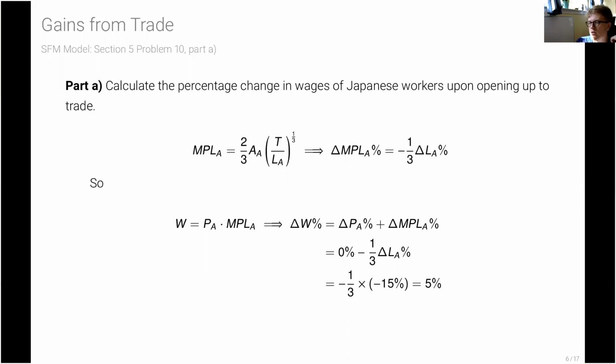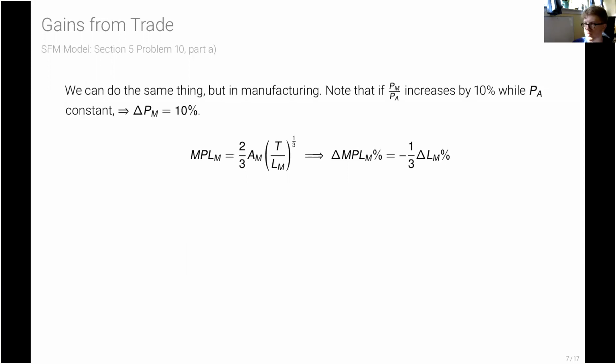And so then the percentage change in wages is only going to depend on the percentage change of the marginal productivity of labor in agriculture. And so that's going to be given by -1/3 times whatever the percentage change in LA is. From part 9, I showed that LA decreases by 15%. So -1/3 times -15% is equal to 5%.